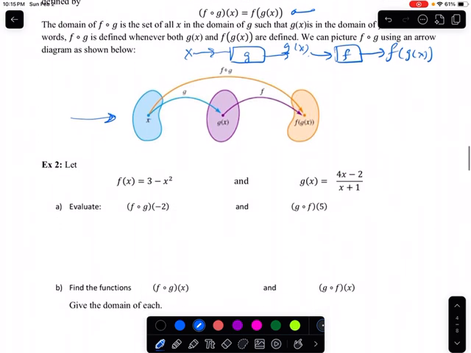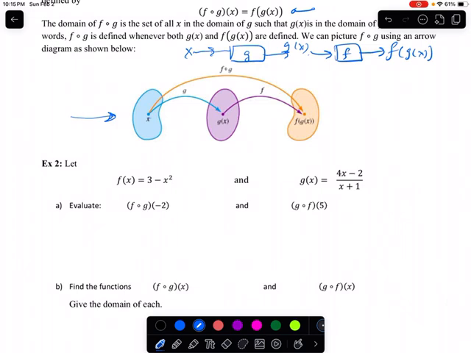So how do we now find these functions, how do we evaluate them, and how do we find the domain of these functions? Notice that x goes into the function g, but x can go into g only if x is in the domain of g. Then g of x goes into the function f, so g of x must be in the domain of f. Now it's hard to look at it that way. So what do we do to find the domain?